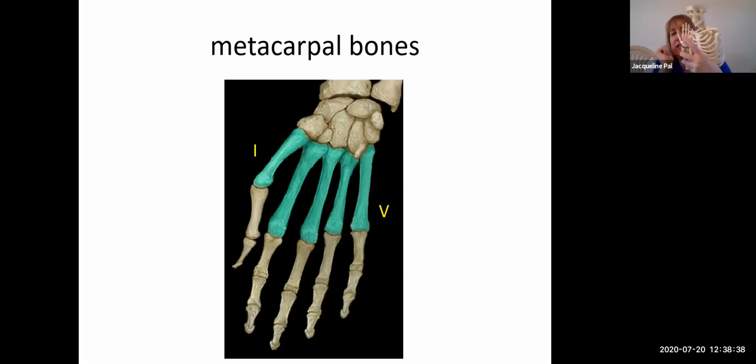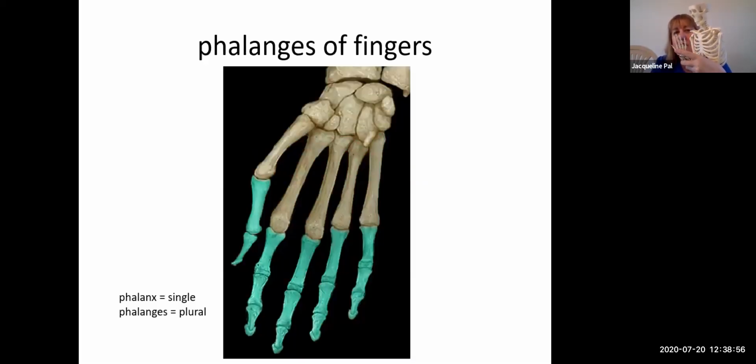Then we have 14 bones in the 5 digits, which is not divisible by 5. That would require 15 bones. So what that means is that one digit is only going to have 2 bones, whereas the other 4 are each going to have 3 bones. And all of these bones are called phalanges.